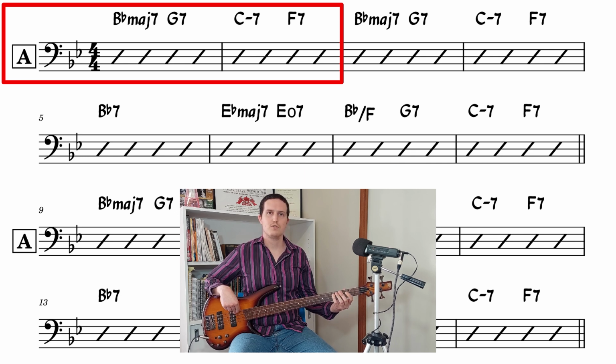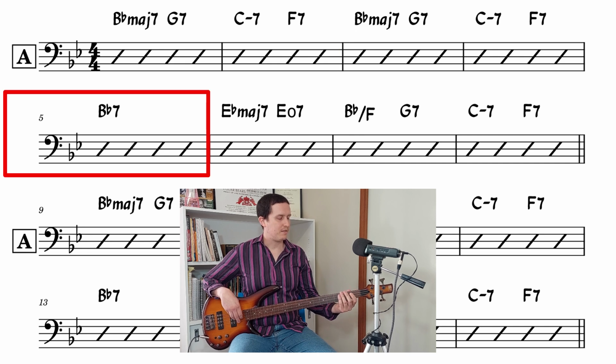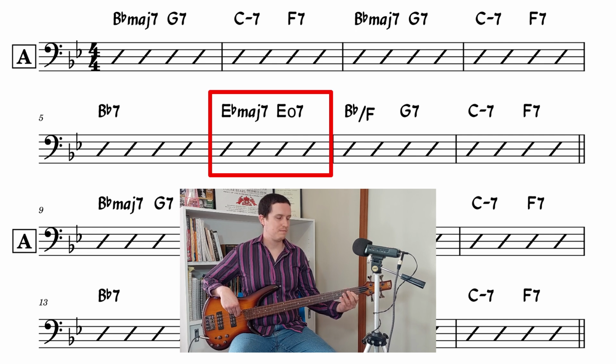1, 6, 2, 5. Same thing in the next 2 bars. 1, 6, 2, 5. Sometimes the 1 chord is substituted for the 3 chord, that would be D minor 7. 3, 6, 2, 5. And in the second line, we get this B flat 7 chord, which is the 5 of the 4 chord. Then we go to the 4 chord.